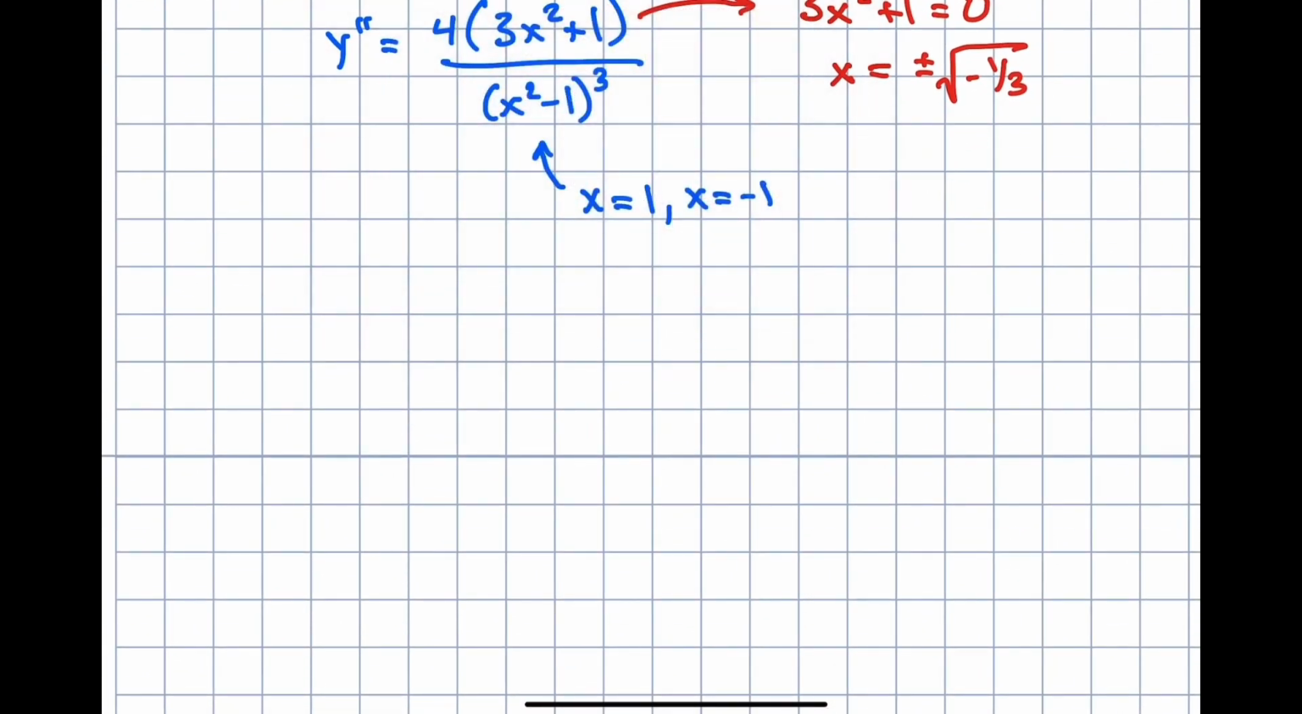Okay, so for some values around 1 and negative 1, when x is less than negative 1, maybe we'll try x equals negative 2. For x between 1 and negative 1, maybe we'll try x equals 0. I always like using 0 when we can. And then when x is greater than 1, maybe we'll try using x equals 2.